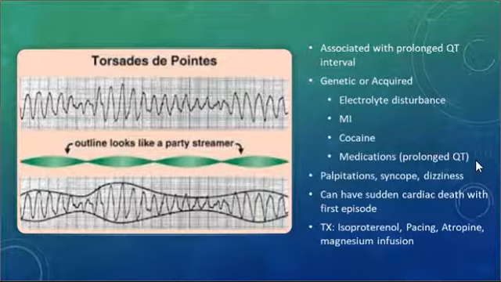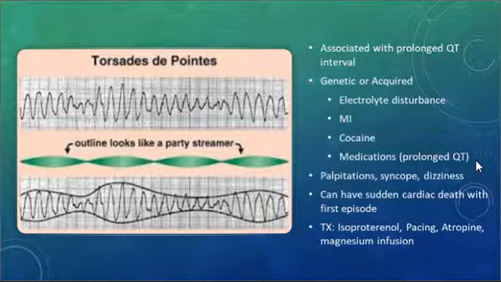They will have palpitations, syncope, and dizziness because it is a type of VTAC. They can have a pulse with it, but it can lead to VFib and sudden cardiac death. Your typical antiarrhythmics can actually aggravate this, so for a torsades you need to recognize it because you will not give amiodarone or lidocaine for this. You can make it worse.